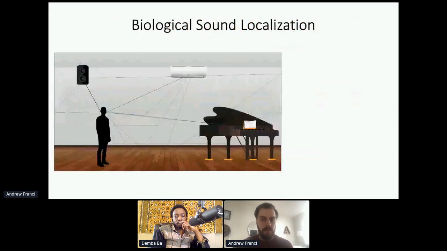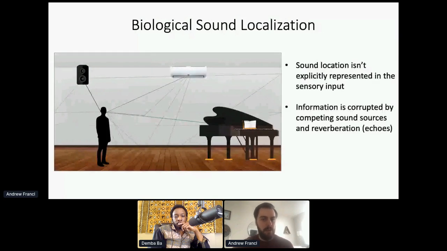So for those of you unfamiliar with biological sound localization, it's an interesting problem for a couple of reasons. First, unlike in vision, the sound location isn't explicitly represented in the sensory input. And additionally, waveforms are all summed when they reach the ear, and that's shown here on this left figure. So the information you might use to determine the location of a sound is corrupted by competing sound sources and reverberation, and the reverberation is all these echoes. So overall, in the real world, this is a really complicated problem and presents a complex computational challenge.